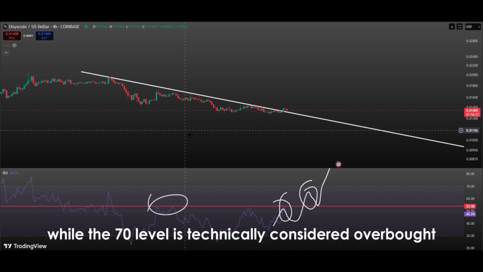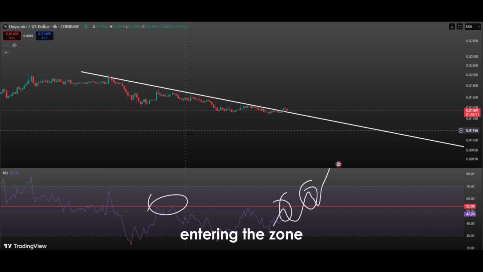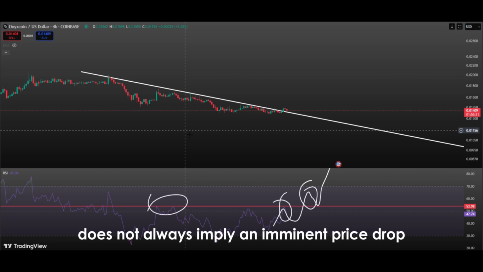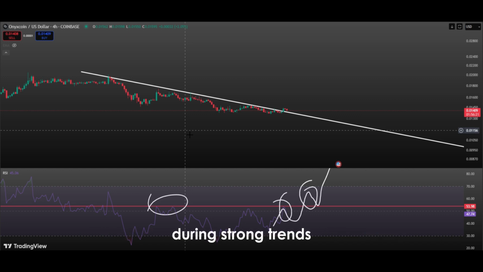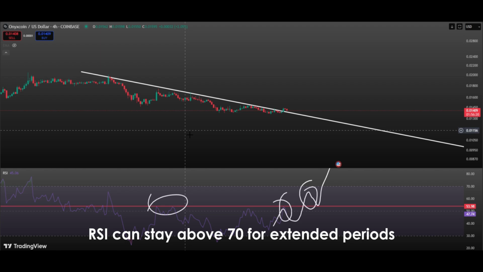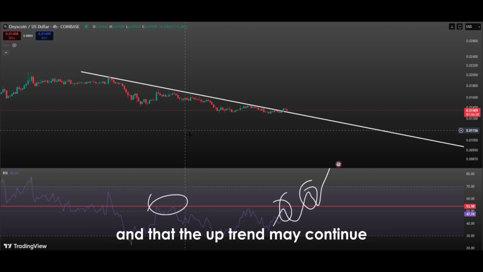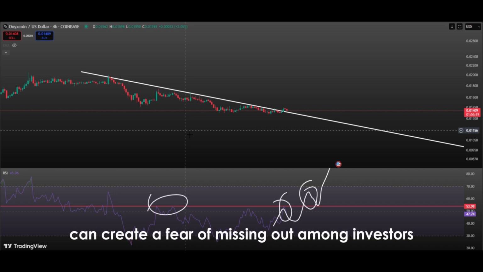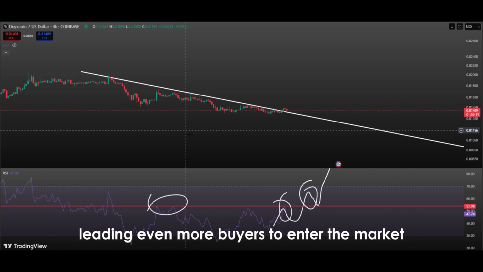Breaking an RSI resistance level may also mean approaching or surpassing the 70 level. While the 70 level is technically considered overbought, entering the zone does not always imply an imminent price drop. During strong trends, RSI can stay above 70 for extended periods. This indicates strong bullish momentum and that the uptrend may continue. RSI breaking above 70 can create a fear of missing out among investors, leading even more buyers to enter the market.